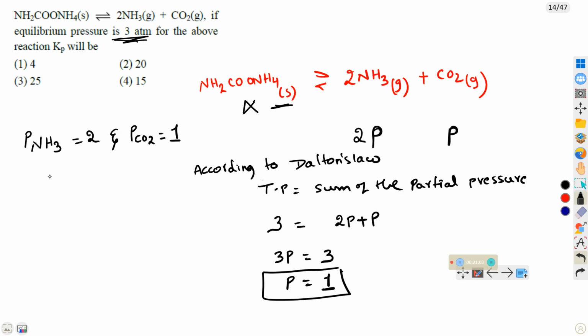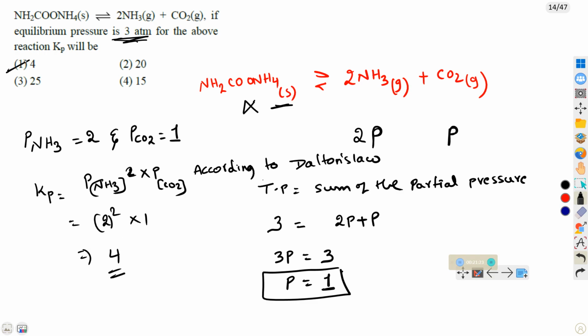Now Kp formula. Kp is equal to partial pressure of products by partial pressure of reactants. PNH3 whole square into PCO2. It is solid. Neglect the solid. That is equal to 2 whole square into 1. 2 square value is 4. First option correct.